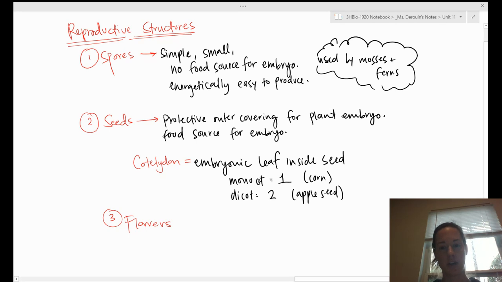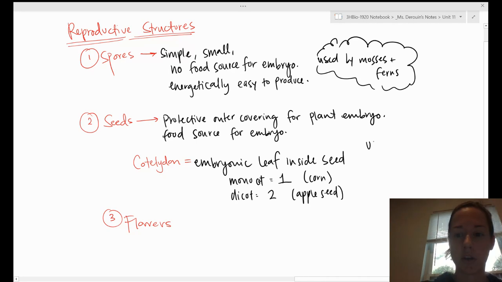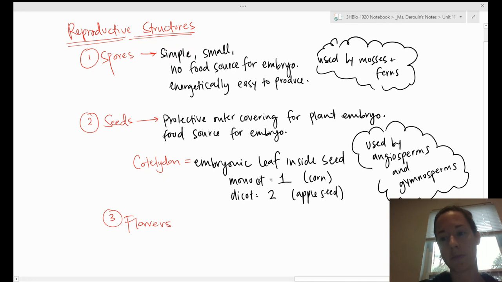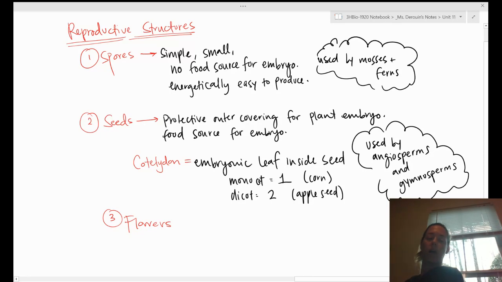Those are the differences. And then seeds are going to be used by angiosperms and gymnosperms, which are your pine trees. And the seeds of a gymnosperm will be in a pine cone instead of in a flower.